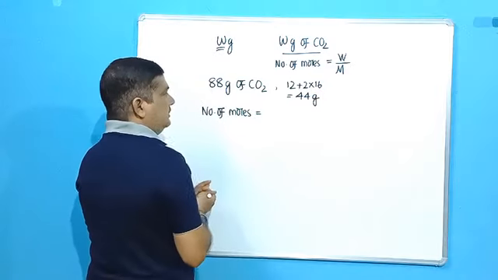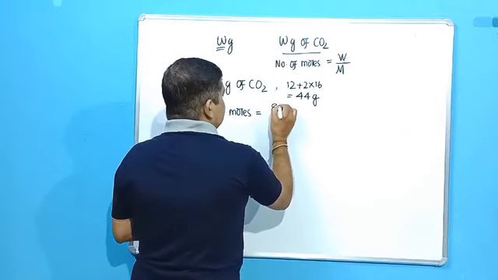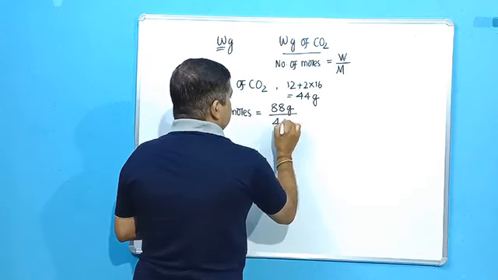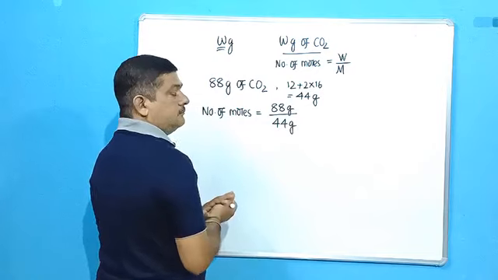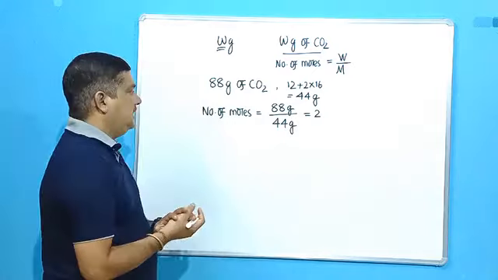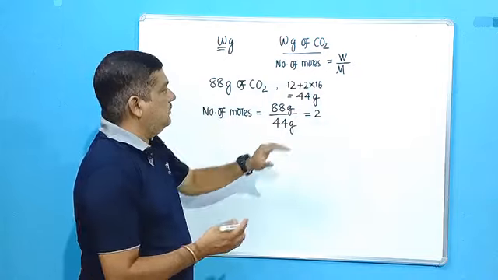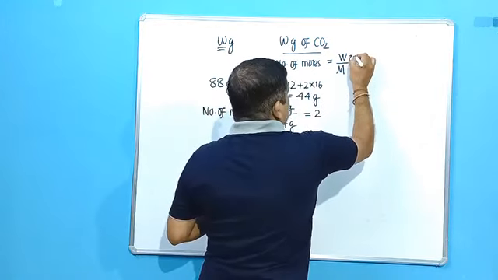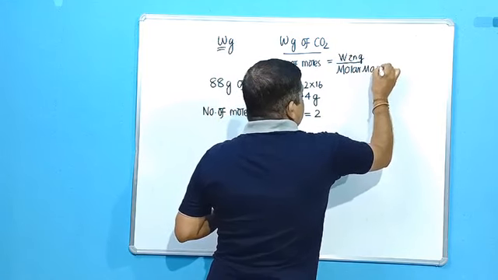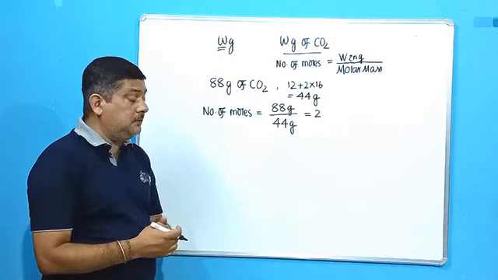44 gram. Carbon dioxide molar mass is 44 gram. Number of moles is given mass, 88 gram, divided by molar mass, that is 44 gram. So gram will cancel, it will be 2. So how many moles of carbon dioxide are present in 88 gram of it? 2. This is the formula. How to find out the number of moles? Given mass in gram divided by molar mass. What is molar mass? The molecular mass expressed in grams. So this is how you can find out the number of moles.